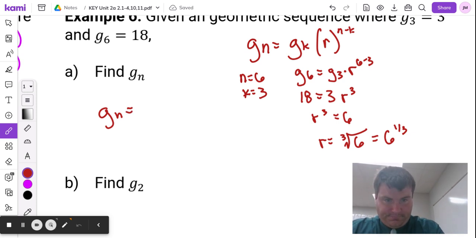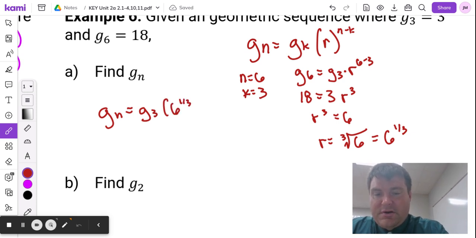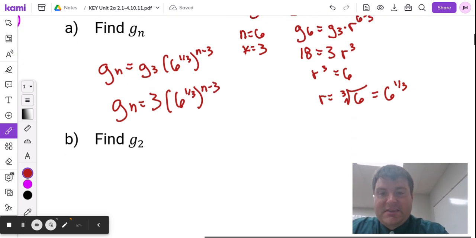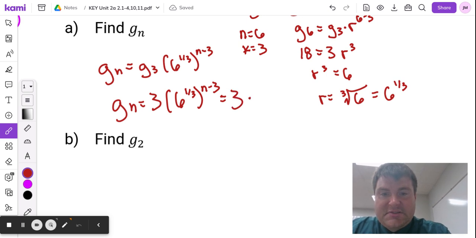Okay, so g sub n is equal to, I'm coming right back to g sub 3 times 6 to the 1/3 times n minus k, which is 3. So let's just rewrite this out now. G sub n equals g sub 3, which is 3, and this is 6 to the 1/3 n minus 3. I've seen that written like this as well, if you want to write it as 3 times 6 to the 1/3 n minus 3.